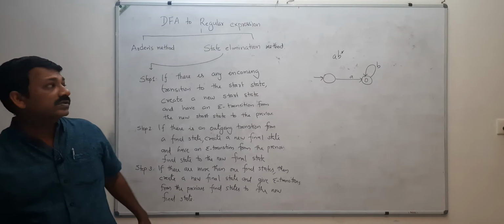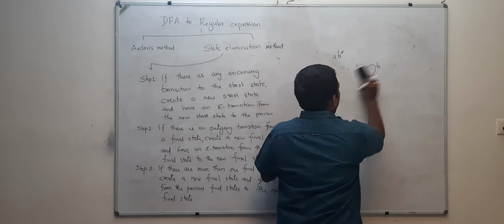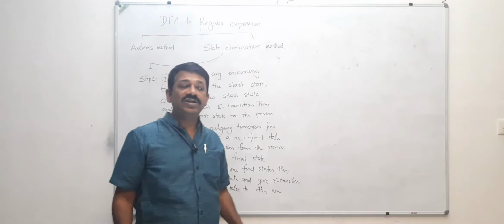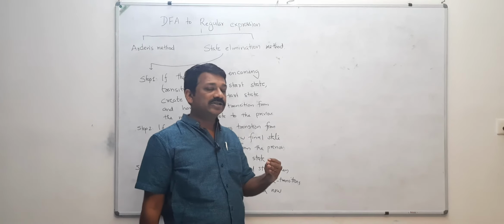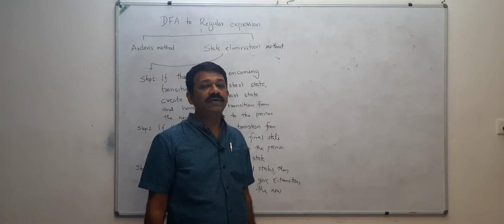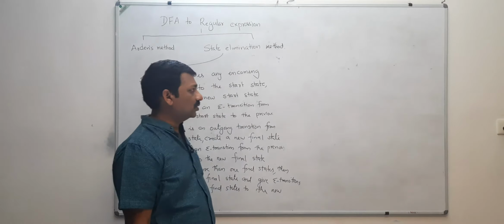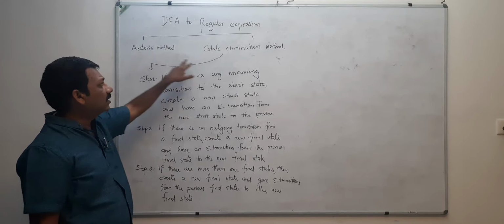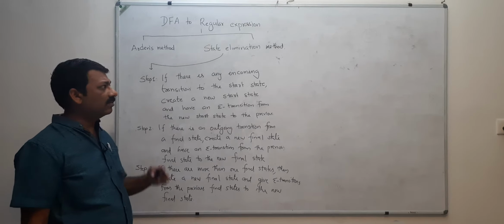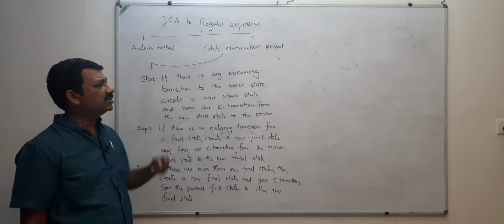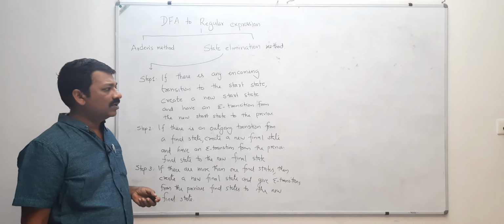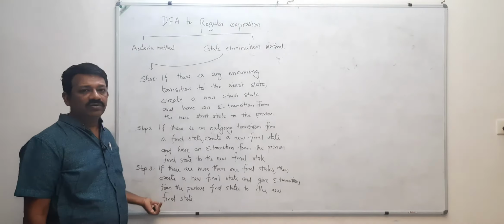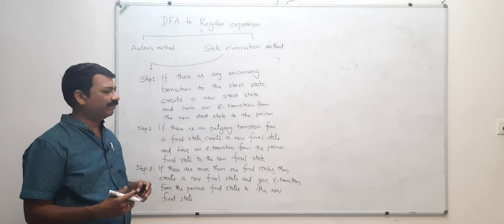Now we are going to discuss how, if the transition diagram of an automaton is given, that can be converted to a regular expression. So there are two methods for doing this. One is Arden's method and the other is the state elimination method. At first we are going to discuss how the state elimination method can be applied. There are some primitive steps you have to do before eliminating states.